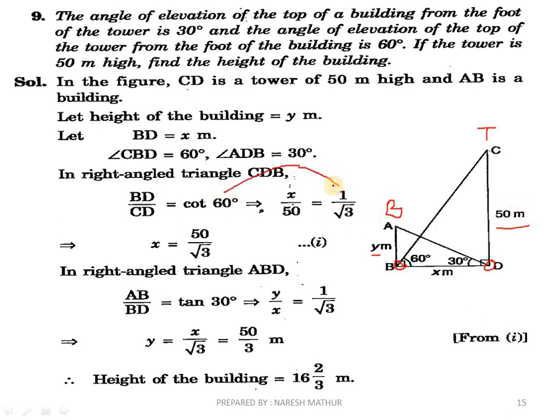and cot 60 is equal to 1 by root 3. From here we can get the value of x, that is equation first. Now in triangle ABD, tan 30 equals perpendicular upon base, y by x equals 1 by root 3. So from here y equals x by root 3, and we can substitute the value of x, so it would be 50 by 3 meters. So the height of the building would be 16.66 meters.